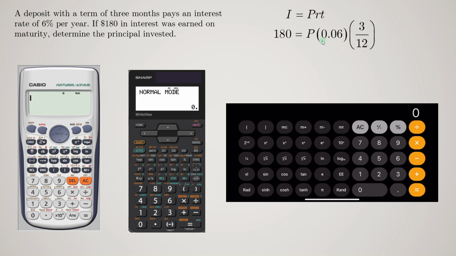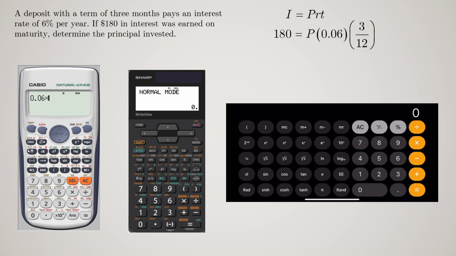And normally to do that, we would multiply 0.06 by 3/12, and then we would do 180 divided by that result. So how can we do this in one step with a calculator? Well, let's start with the Casio model. I'll begin by doing 0.06 times 3/12.